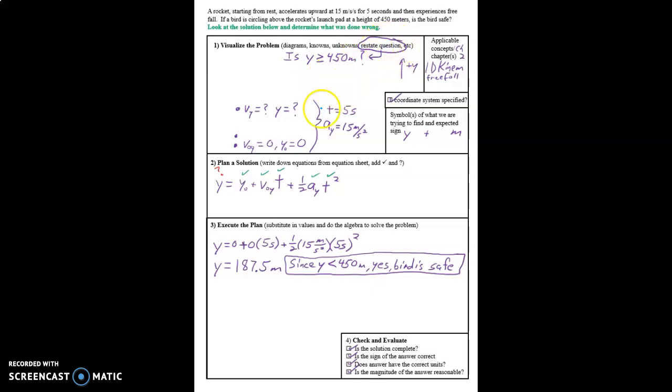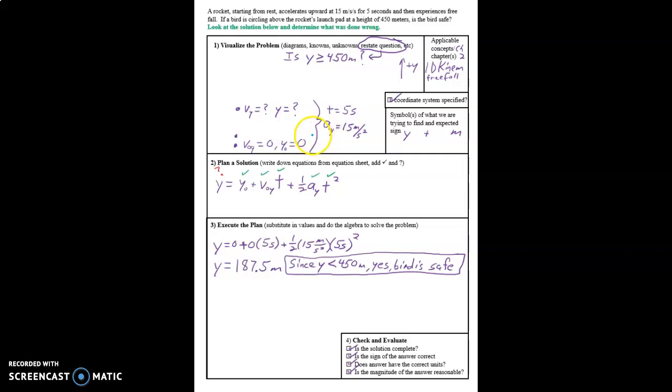They restated the question, put a diagram here, put in the correct knowns and unknowns, found a good equation with only one unknown, solved, got the right units, all makes sense, and said, yes, the bird is safe. However, the solution is not correct. Think about how long the rocket's going to go upward.